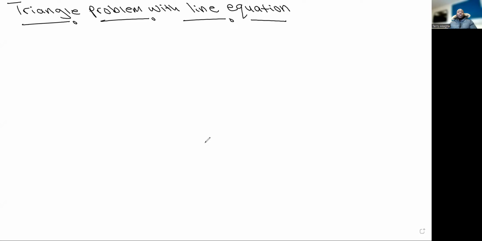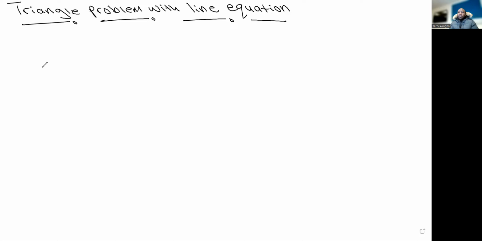Now, one of the things you should know as well is that several lines can intersect with one another or with the axes, that is the x and y axes, to form a triangle. And then you could be asked to find either the perimeter of the triangle or the area of the triangle.